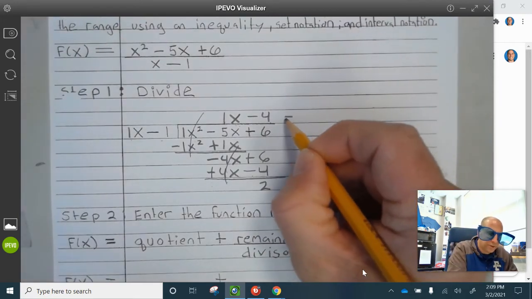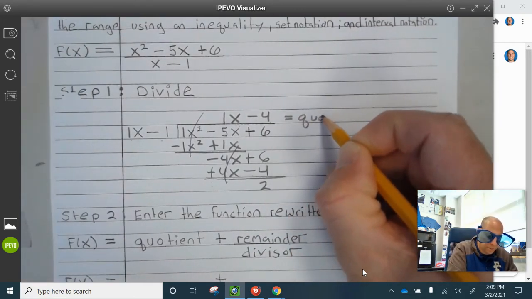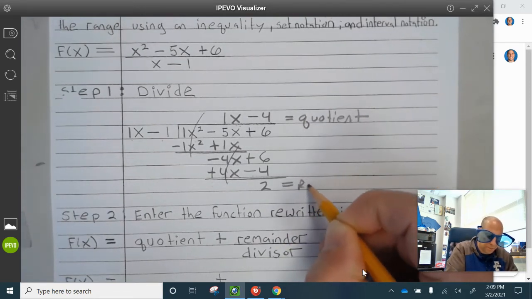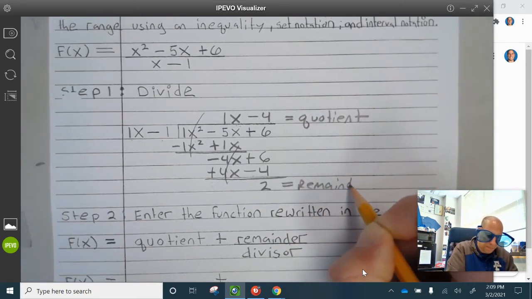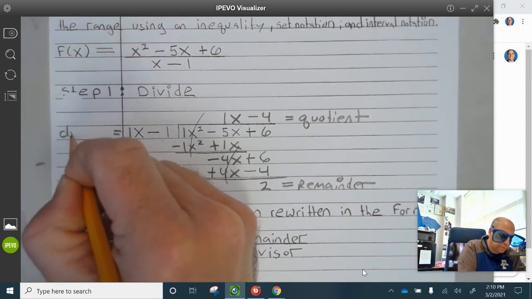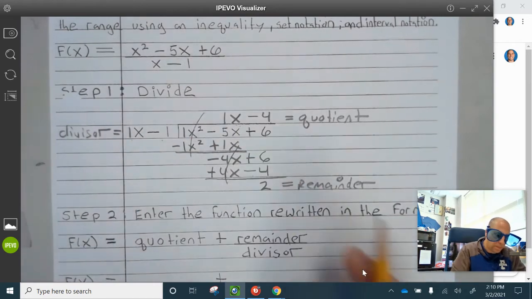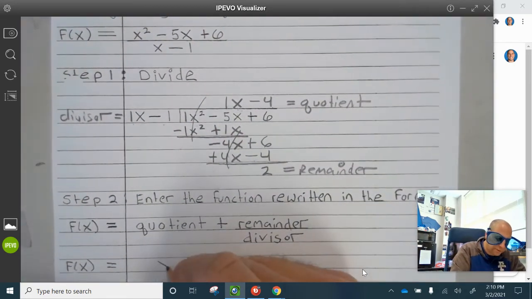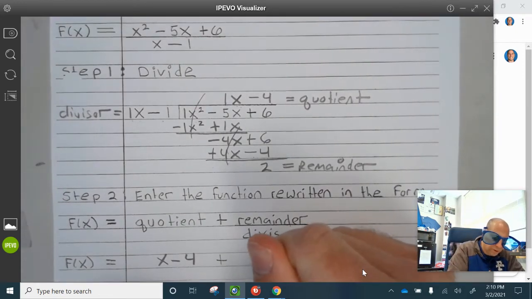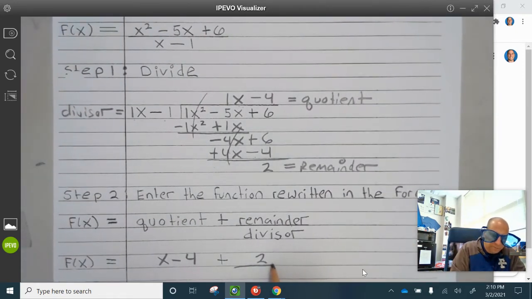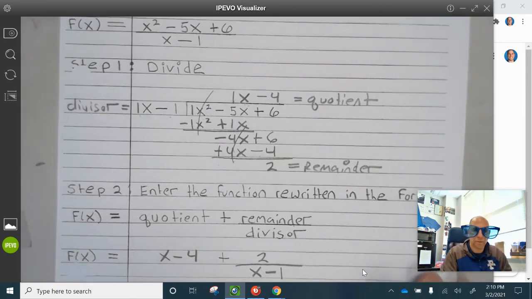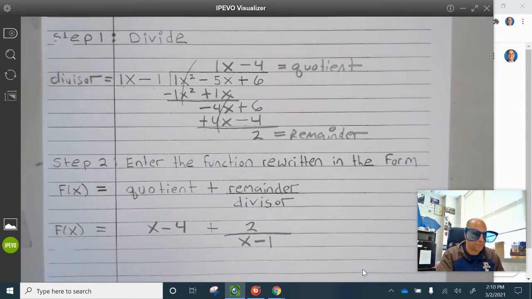Okay, so this is the quotient. This is the remainder. And then this is the divisor. Okay, so the quotient is x minus 4 plus the remainder, which is 2, divided by x minus 1. Okay, go ahead and finish up step 2.